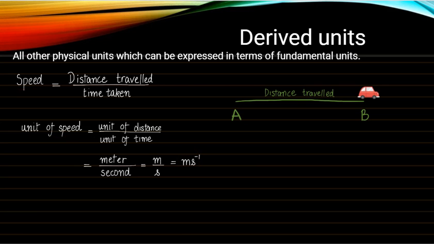So here you can see that your physical quantity speed is being expressed in terms of your fundamental units of distance or length and time, which is meter per second. So such kinds of physical quantities which can be expressed in terms of fundamental units are known as derived units. Fine.